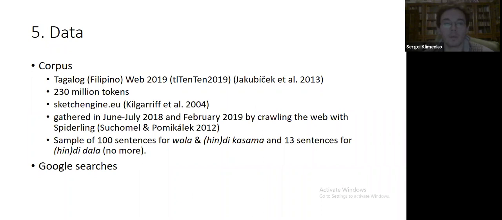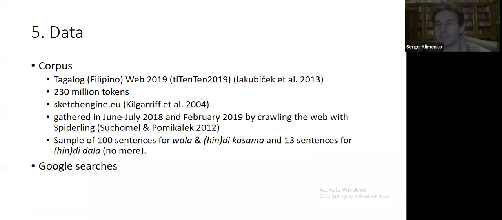The data I used for this study comes in two kinds. On the one hand, I did searches in the online corpus of Tagalog, uploaded to sketchengine.eu, and Google searches, and I did those to fill up the typological questionnaire adopted within the Caritive project to find out what properties these constructions can have generally. And on the other hand, I also used a sample of 100 sentences for caritive constructions with wala, 100 sentences for caritive constructions with hindi kasama, and 13 sentences for caritive constructions with hindi dala.